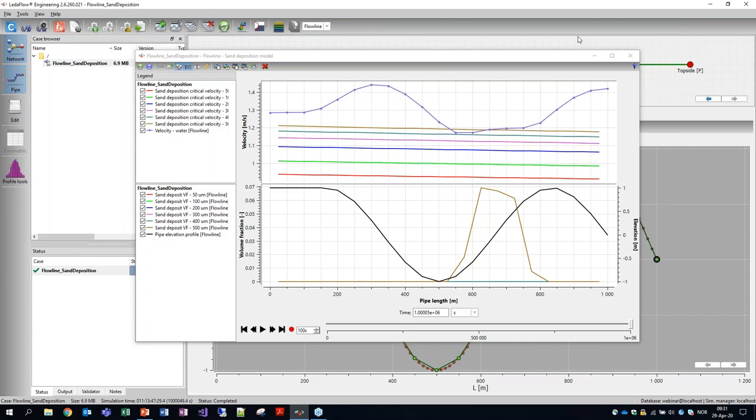Is there any maximum limit on the particle size of sand? Yeah, so these particle sizes that we've implemented are hard coded, so it's not possible to change them at the moment. But they should cover the most important particle sizes that you have in reality. And also, as you can see, the difference in the critical velocity is not enormous between these different particle sizes.